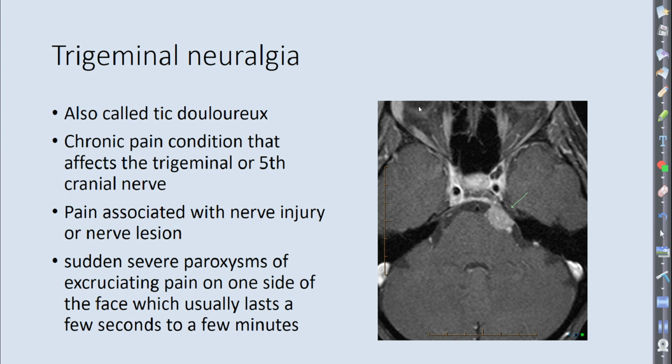And here, the only fluid actually we can see, you see this small little bit of the orbits? The fluid within the globes of the eye. It's dark, so we know this is a T1. So T1 post-contrast lesions on the lateral surface of the pons on the left side.